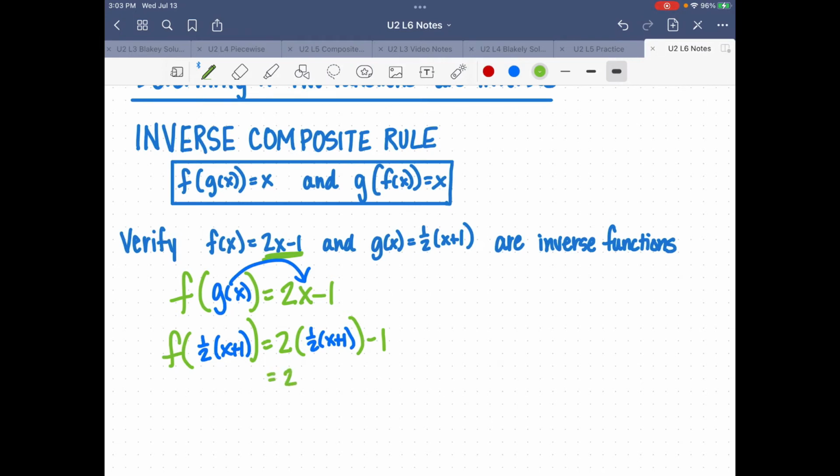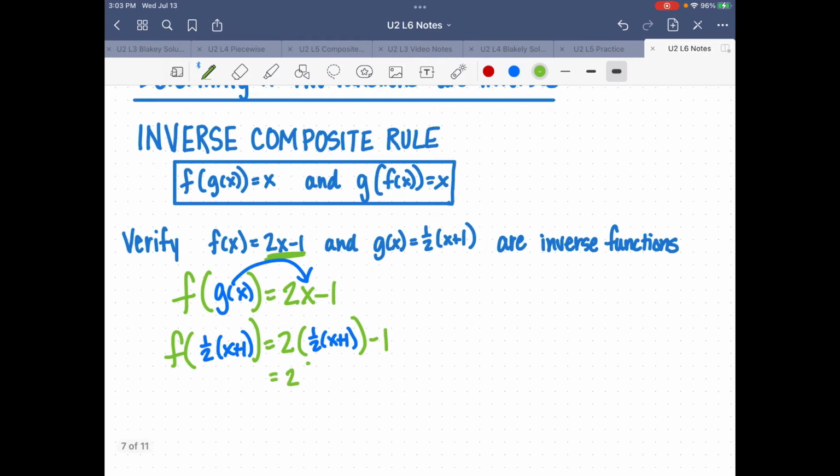2 times 1/2 is x. 2 times 1/2 is just 1. And I can drop my parentheses. Now you can see that my 1's cancel and it equals x. So this does equal x. So that one works. So now then we want to try g of f of x.